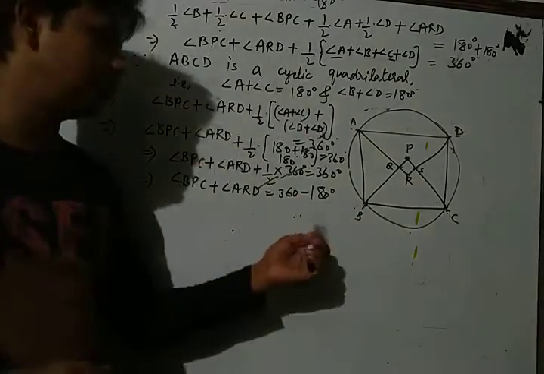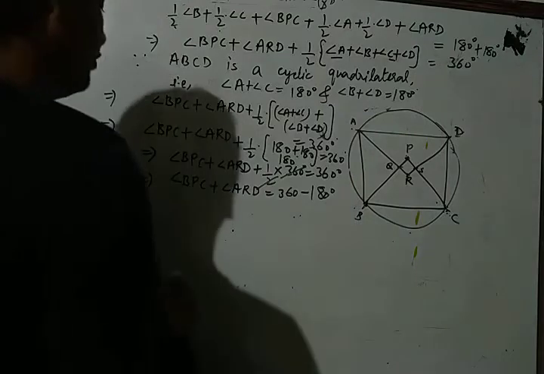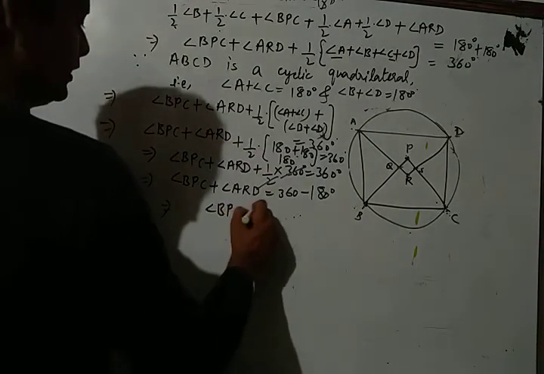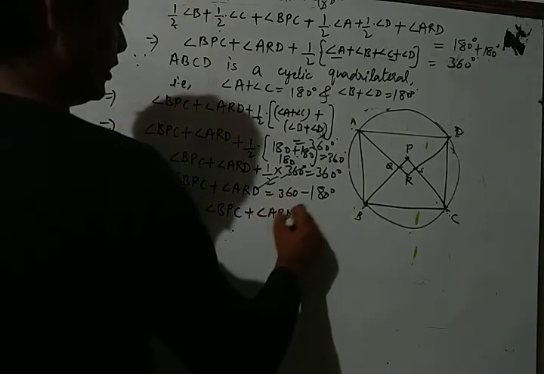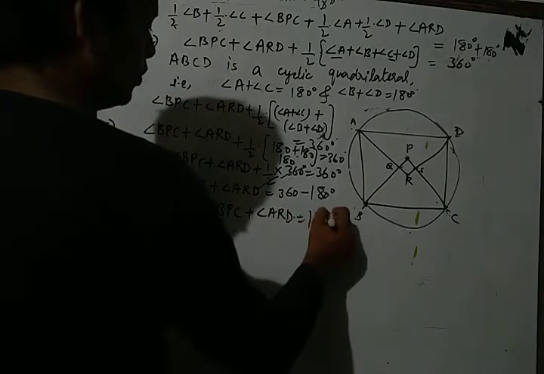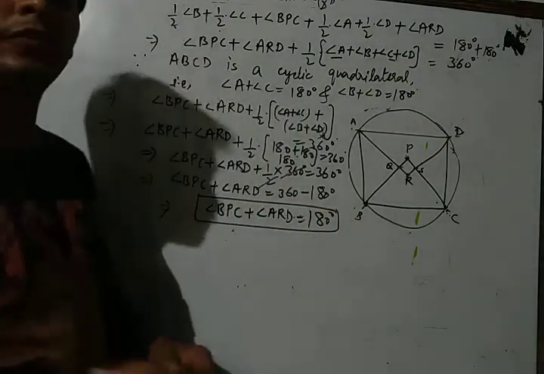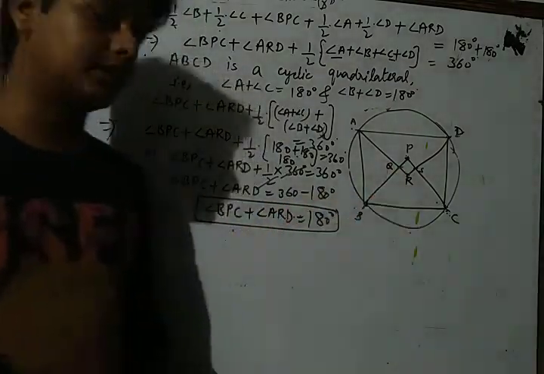Now students, in this way we get angle BPC plus angle ARD is equal to 180 degrees. In this way, now let's see the figure.